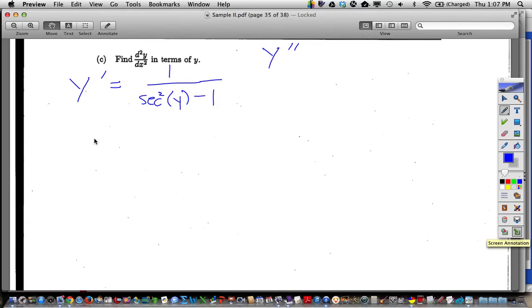I think a better way than quotient rule, I don't like to do quotient rule when there's just a constant on top. I'd rather do this and make the whole thing be that. Okay? But there is a nice thing. Robbie, go ahead. What were you going to say? I was gonna ask, secant squared minus 1, is that just tangent squared? It is just tangent squared.